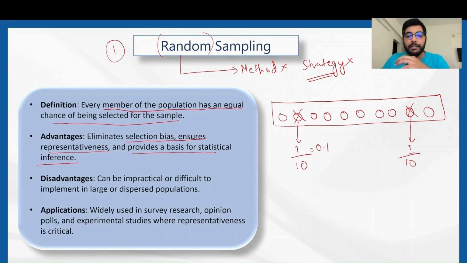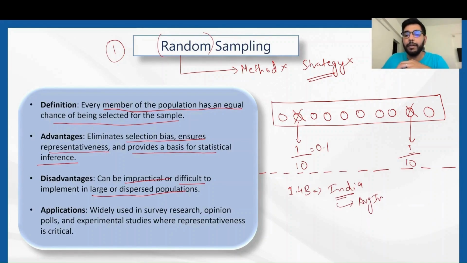One of the disadvantages of random sampling is it can be impractical or difficult to implement in large or dispersed populations. For this, let's take the example that we already saw, wherein we had a big population, that is 1.4 billion population in India, and we had to get the average income of the 1.4 billion population. In this 1.4 billion population, we had 70% servicemen and 30% businessmen. We took a sample of 10 lakh people, right?